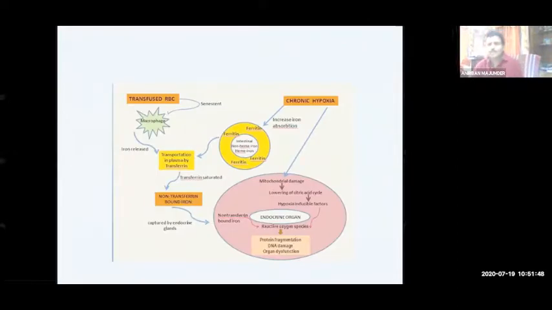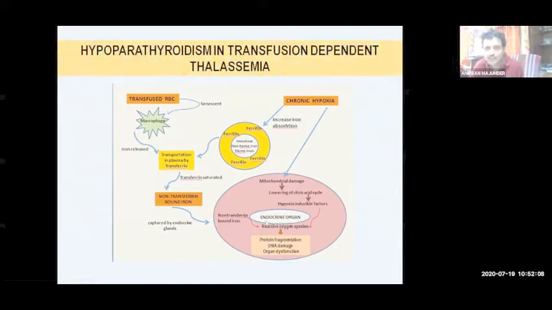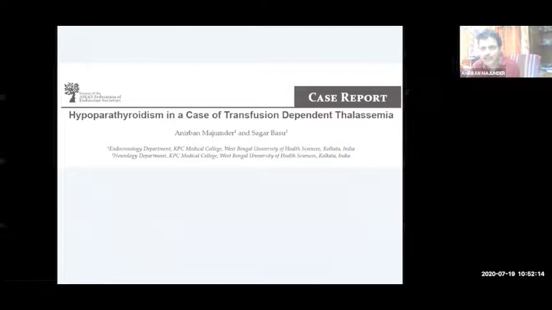Now, in patients with thalassemia, a lot of endocrine organs can get damaged because of the iron overload, and you can see that the transfused RBC is one of the responsible factors for this endocrine organ damage, and chronic hypoxia is also responsible. And this patient actually had hypoparathyroidism in transfusion-dependent thalassemia, and we have actually published this paper.